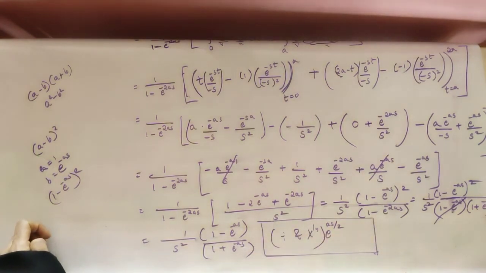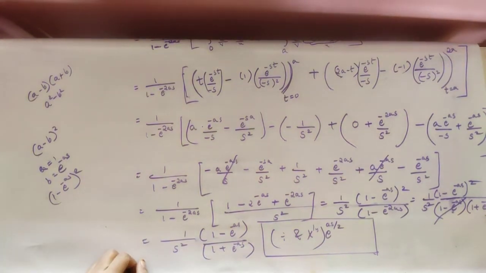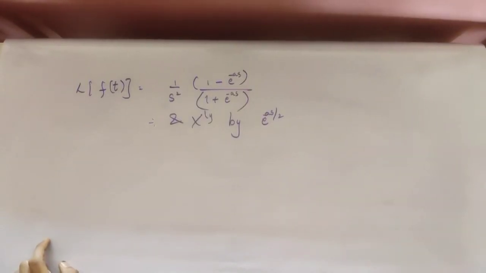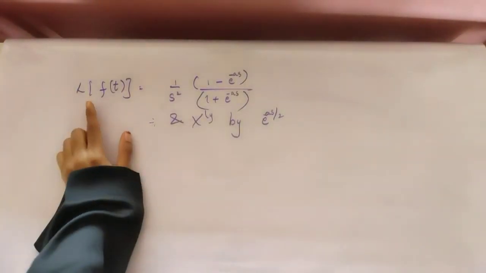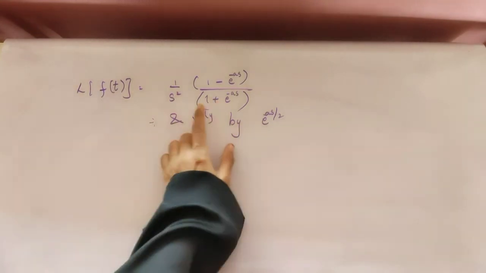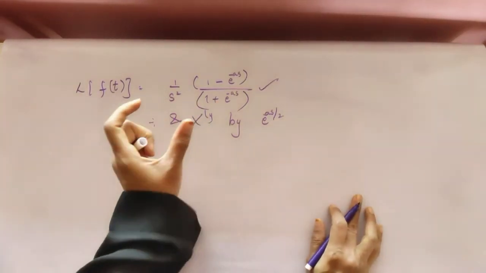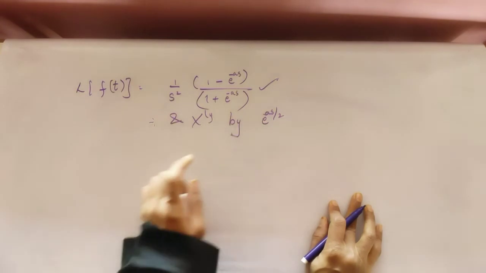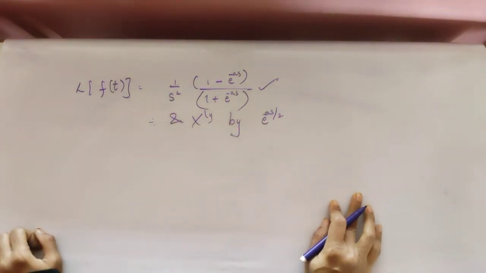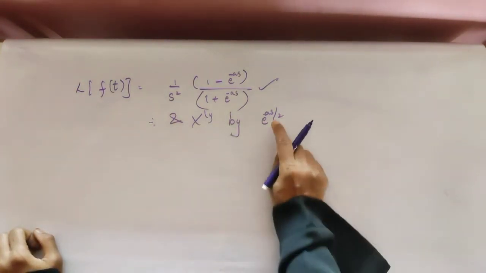Okay, divide and multiply by this term so that you get the required answer. As I told you, from my last step, that is your L of f of t, you had stopped it up till here. Now you have to do one small step here: divide and multiply by e to power minus as by 2. So why this term over here?